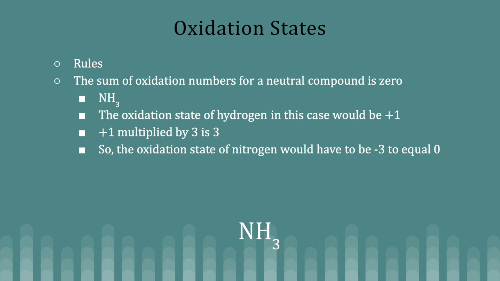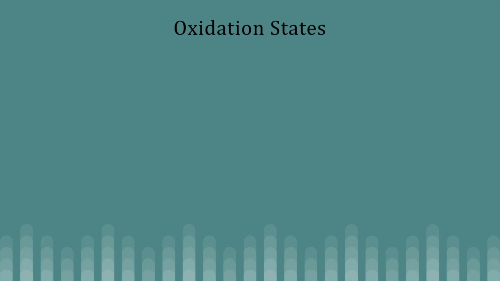For example, we have ammonia. The oxidation state of hydrogen in this case would be +1, as we saw before. +1 multiplied by 3, which is how many hydrogens are in this compound, is +3. So, the oxidation state of nitrogen would have to be -3 to equal 0. As we can see here, -3 plus 3 equals 0.